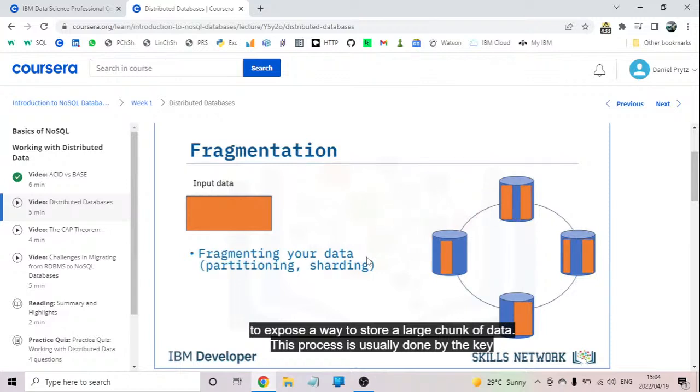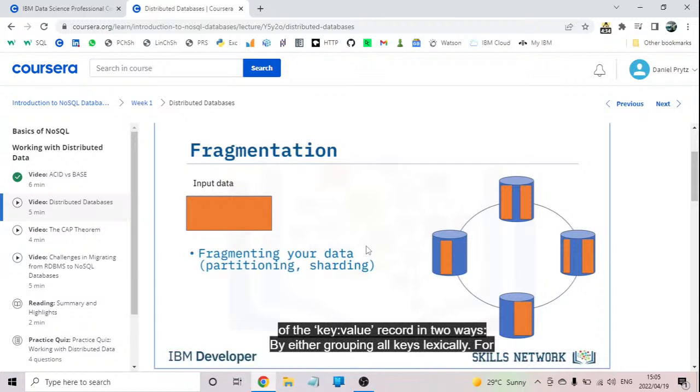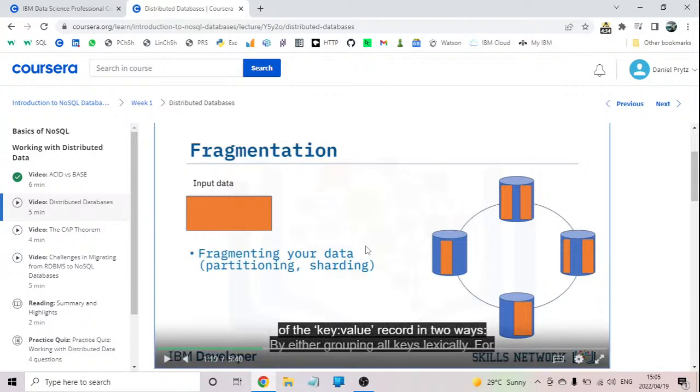Okay, so I need to expose a way to store a large chunk of data. I don't actually think we need to add that. If you think about it, you don't really need to add that. This process is usually done by the key of the key value record in two ways.